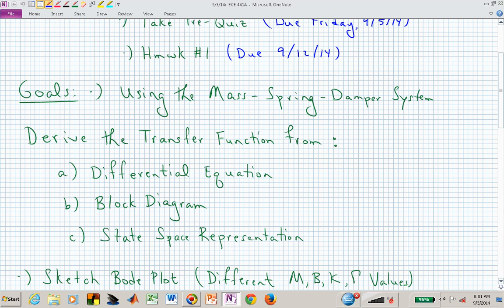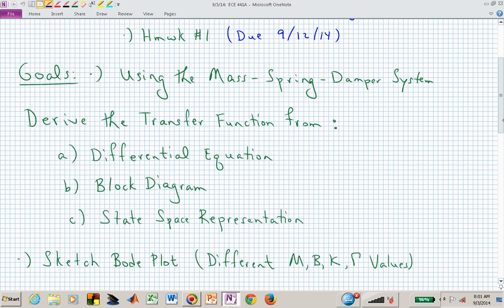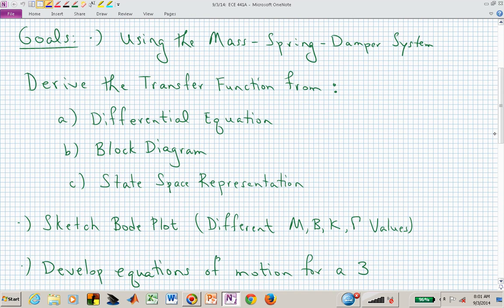Today, what I would like to do is talk about, again, our best friend, the mass spring damper system, and we want to show how we can get the same quantity, the transfer function, from many different representations. We could represent that system via differential equations from the physics. The mass times acceleration plus the dash pot constant times the velocity plus k times x is equal to gamma u. That's the differential equation.